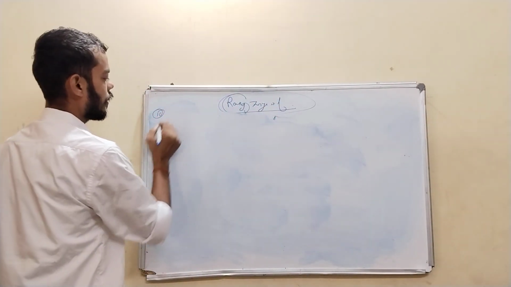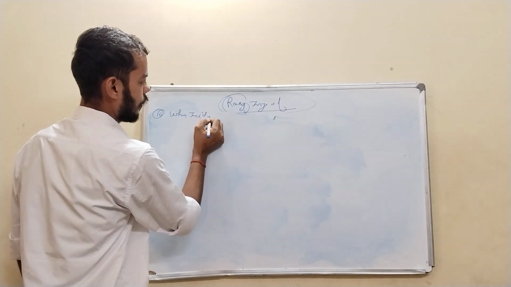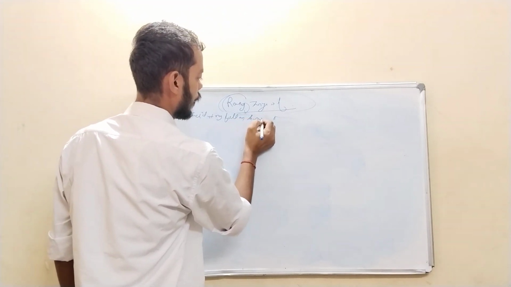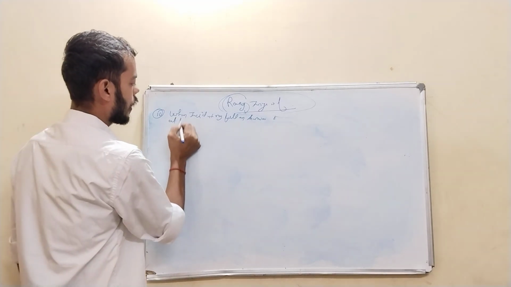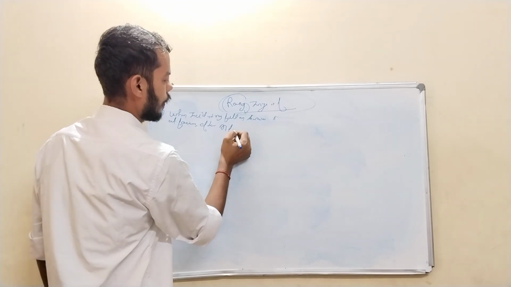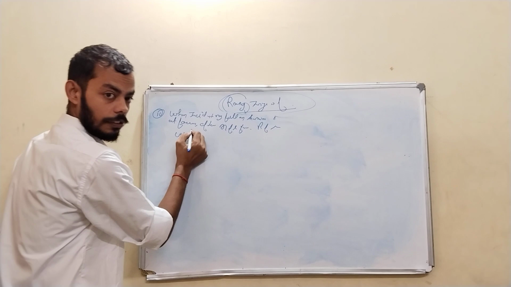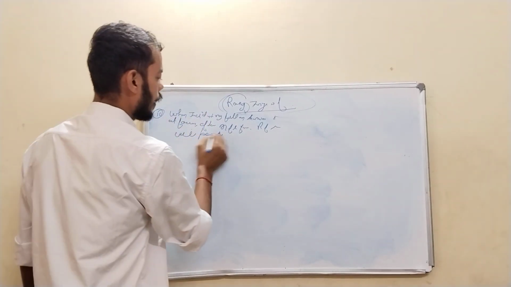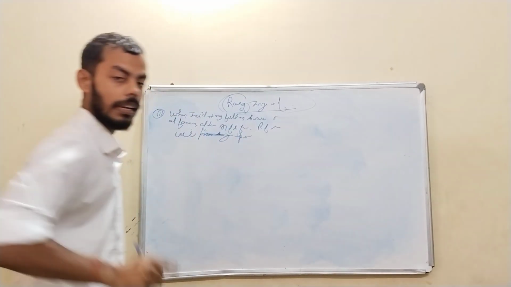The second rule says that when an incident ray falls on the mirror at the focus, after reflecting from the mirror, the reflected ray will go parallel to the principal axis.